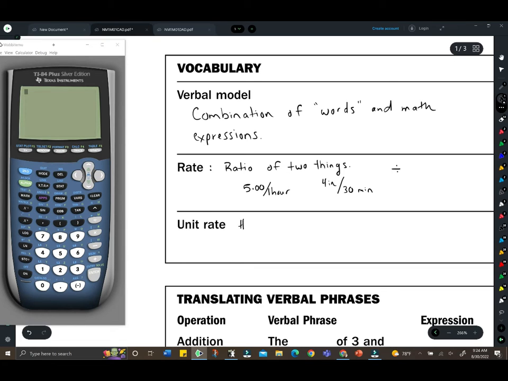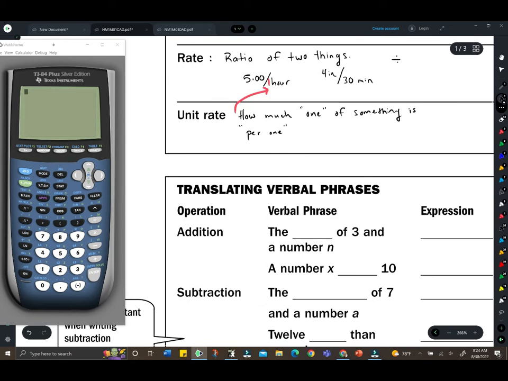The unit rate is how much one of something is. Okay, for example, $5 per 1 hour. That would be the example of a unit rate per 1 hour. So per 1 is kind of the idea of a unit rate.